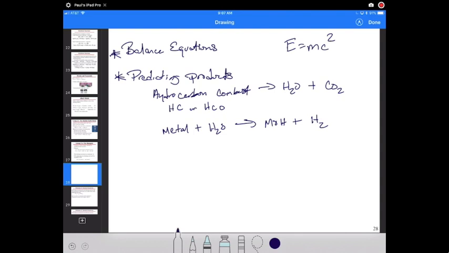There are two in which I'd like you to be able to classify: decomposition and combination. What is the difference between decomposition and combination? Simple. In decomposition, you get more at the end than what you started with. Something fell apart. In combination, you have less at the end because things came together.